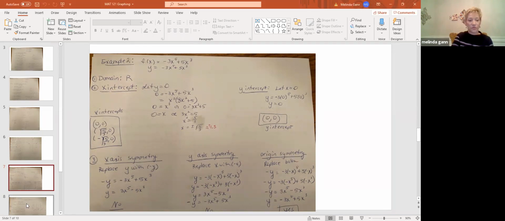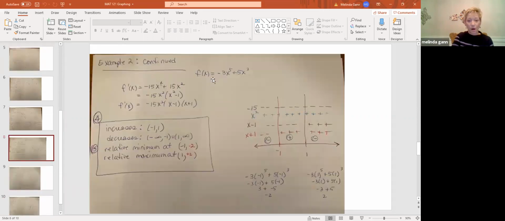Remember, that deals with first derivative. So my first derivative, that 5 comes down, so I got a negative 15x to the 4th plus 15x squared. I could have pulled out a positive 15 or a negative. I just like my lead term to be positive, but that's just my personal preference. But then it left me x squared minus 1, which factors more into x minus 1 times x plus 1.